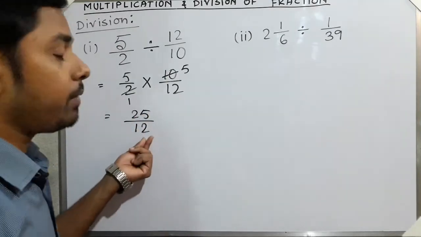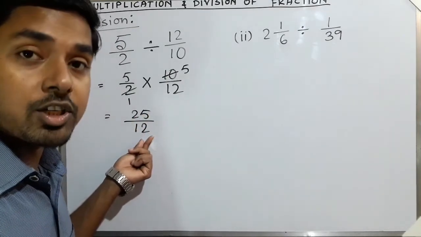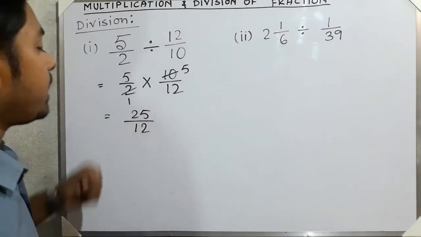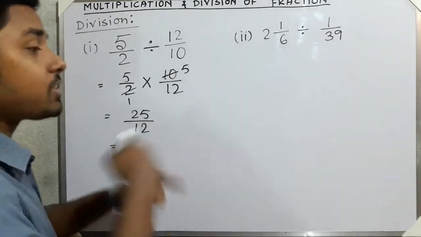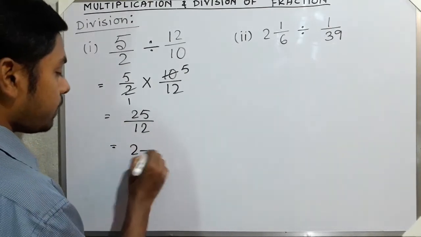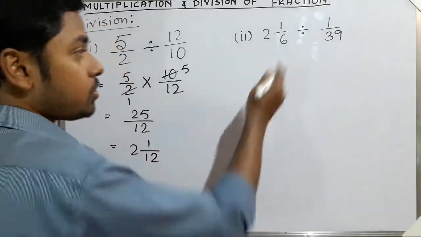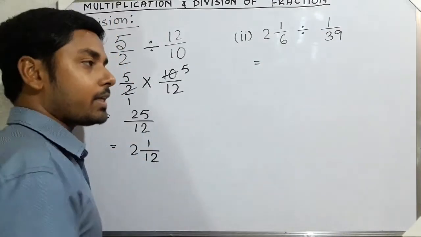Now what have you got? An improper fraction, that means the denominator is less than the numerator. So what do you have to do? You have to convert into a mixed fraction again. So 12 2s are 24, 2 and 1 by 12. This is the answer. Okay, so this question, same thing, same concept.